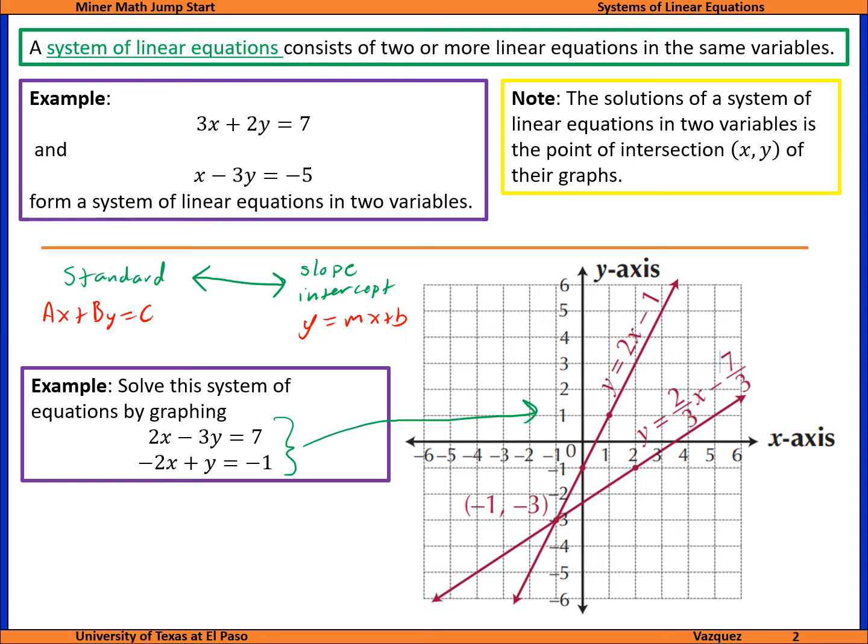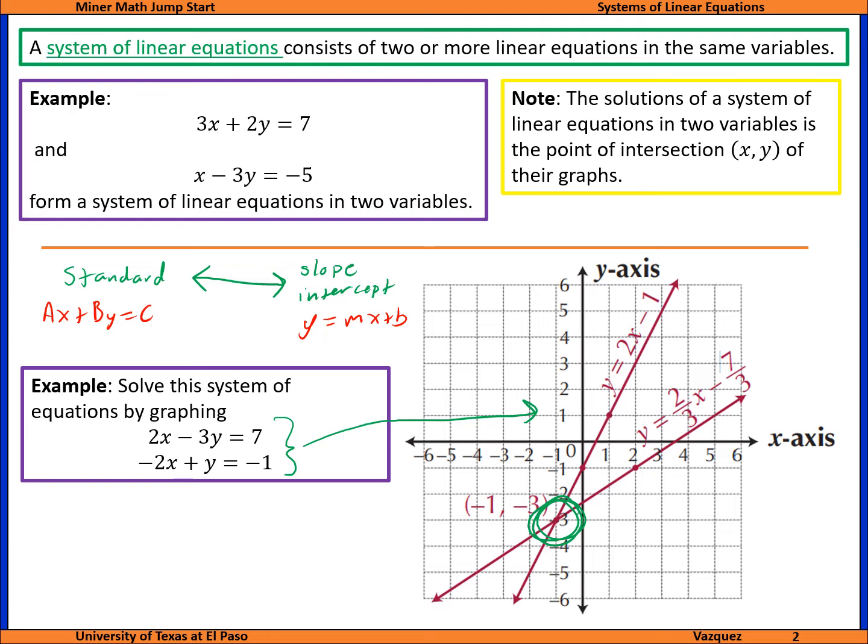So all we're doing is graphing those lines. After we graph them, all we have to see is where the lines meet. In this case, there's a big point right here where they meet, and that point is (-1, -3). So (-1, -3) is the solution for this system. That's solving by graphing.